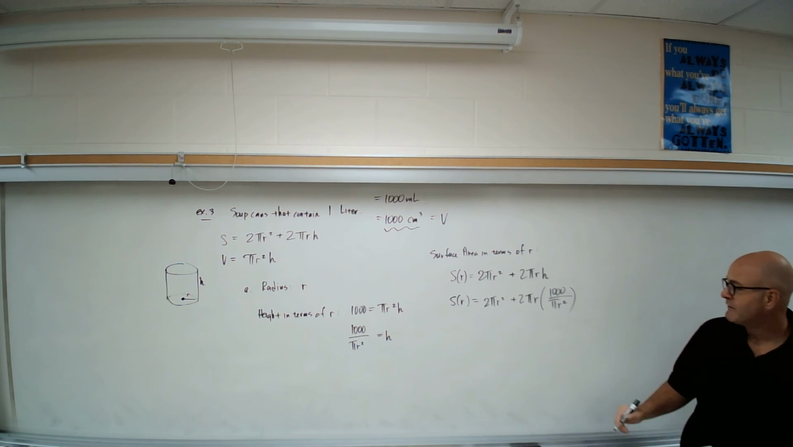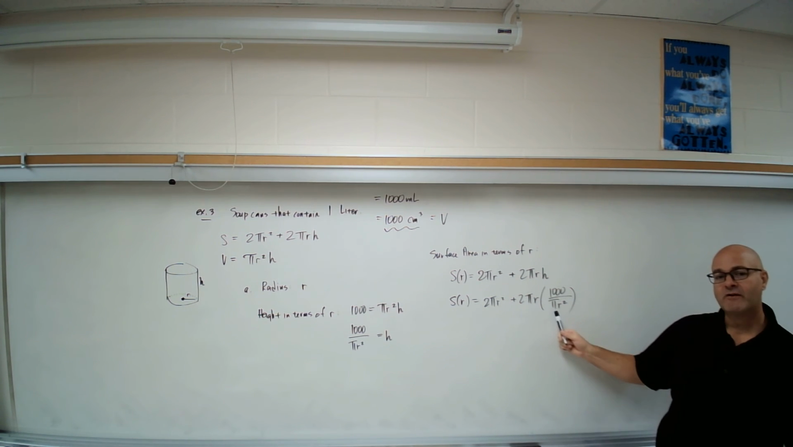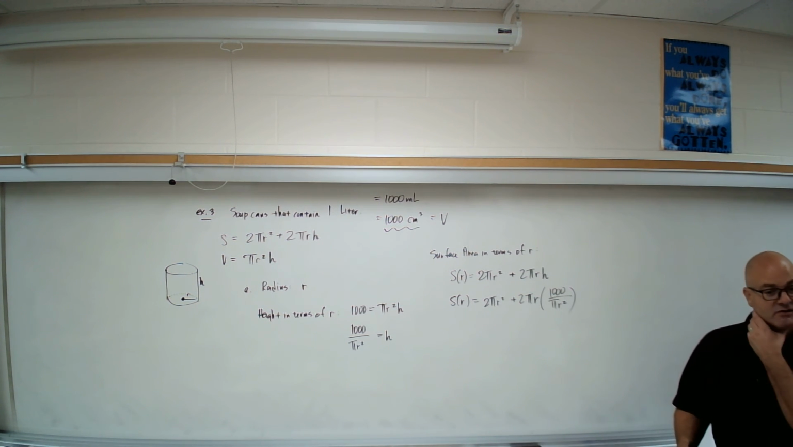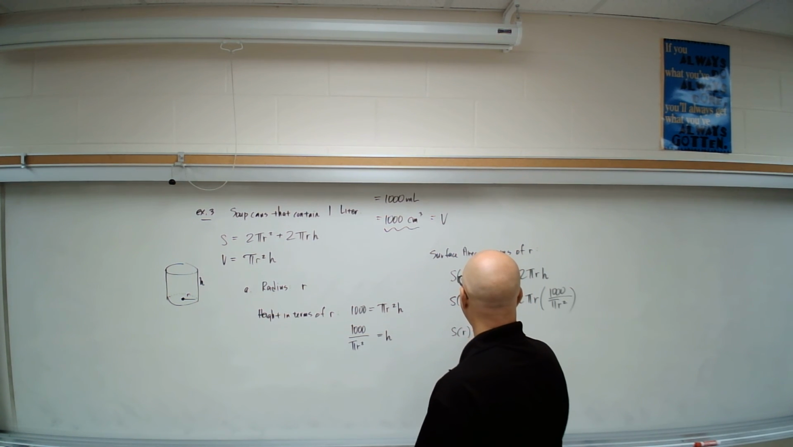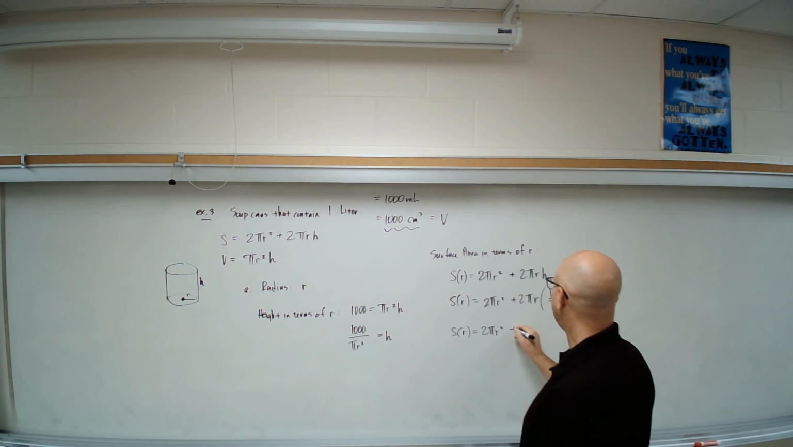Now I just want to simplify here. I see there's a pi in the numerator and a pi in the denominator. They'll cancel. I see there's an r in the numerator and r squared in the denominator, so one of those will cancel. So we'll get S of r is 2 pi r squared plus 2,000 over r.